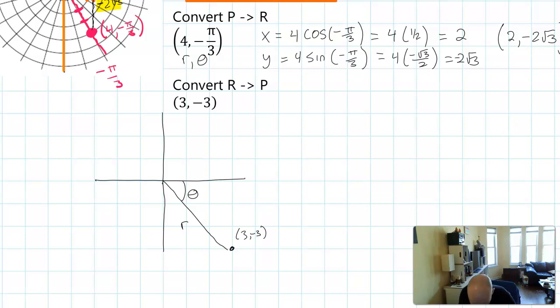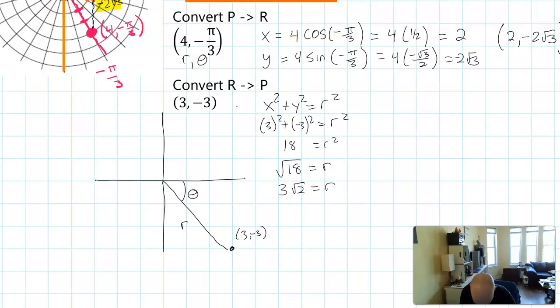Now, let's use the conversion factors we know. So to find r, we can use the factor x squared plus y squared equals r squared. And so we'd have 3 squared plus negative 3 squared equals r squared. That ends up being 18. So the square root of 18 is r, and that ends up being 3 root 2 equals r.